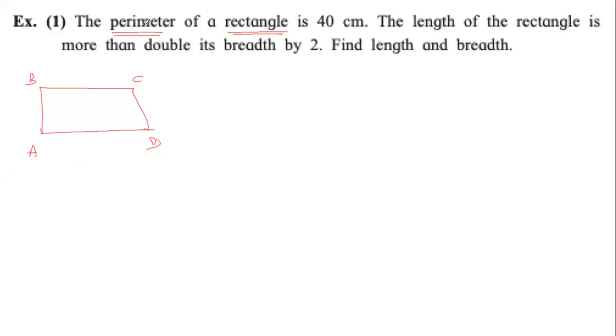Now it says the perimeter. Perimeter means sum of all the four sides. So if you translate this first sentence into a mathematical statement, I'm still not using variables, we can say AB plus BC plus CD plus DA equals to 40. So we need to know what perimeter means.